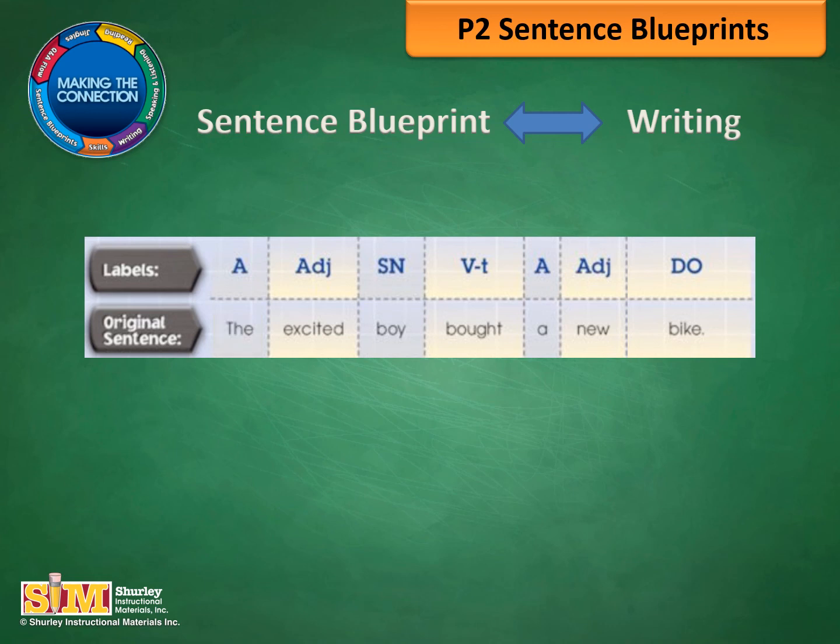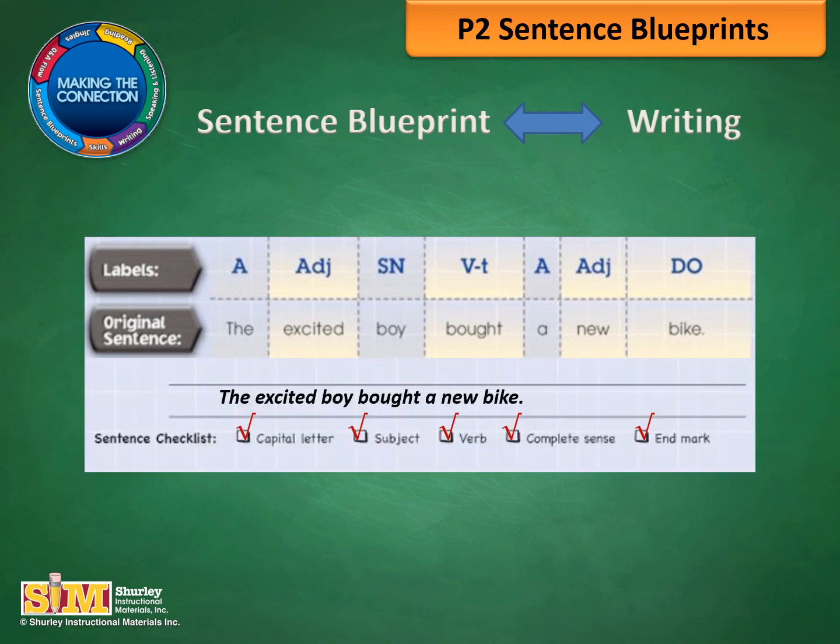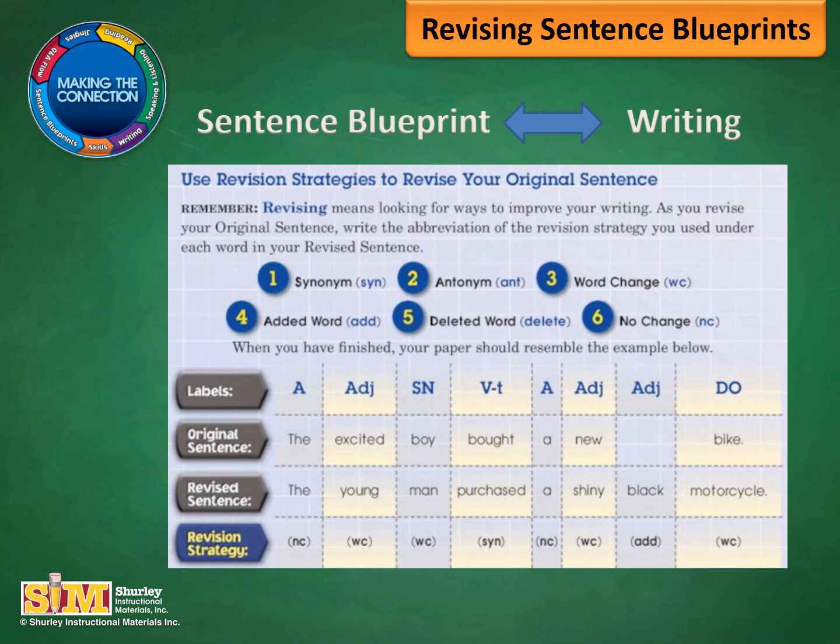After writing the article adjective beneath the label, the student will be asked to rewrite the sentence in complete sentence form. They will be asked to use a checklist to ensure that they have all 5 parts of a complete sentence. They will place a check mark on the sentence checklist for each of the 5 parts of the complete sentence. After writing the original sentence, students will be taught to revise it.